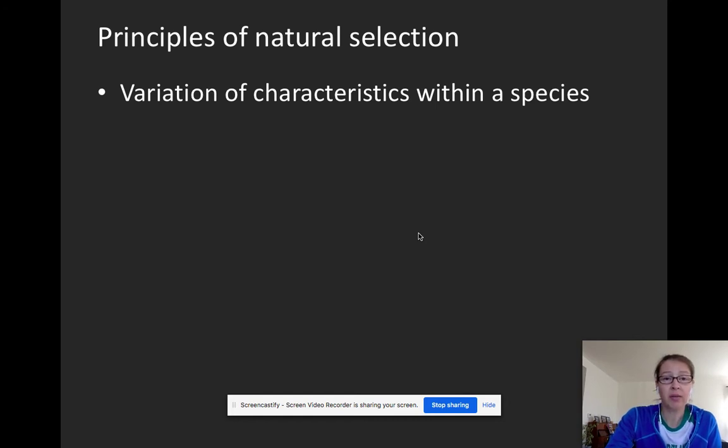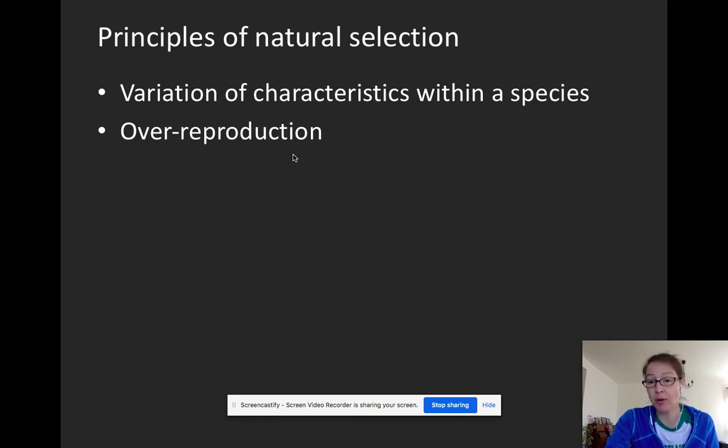First, there has to be variation of characteristics within a species. Okay, so if there was only one allele and there was no variation, then nothing can be selected for. But if there are two or more alleles, then it's possible, if there's selective pressure, that one of those alleles might be an advantage. So you have to have variation. Whenever you're given an example, you want to outline what the variation is, what trait, and what the different variants are. There has to be over-reproduction.